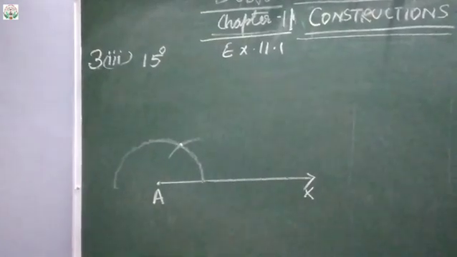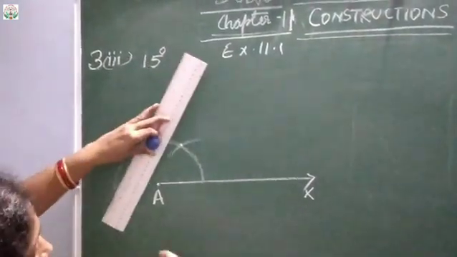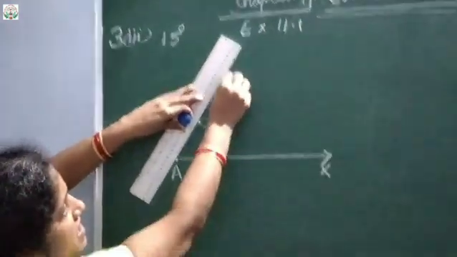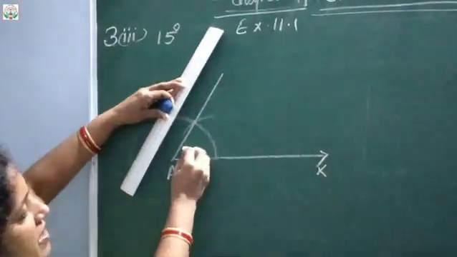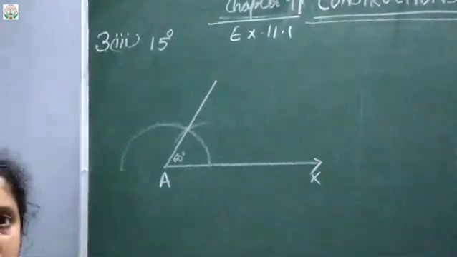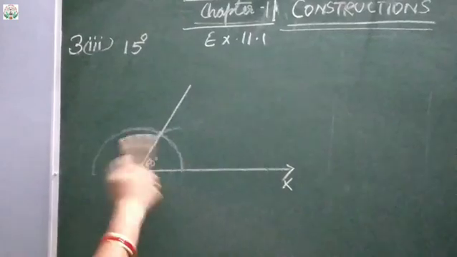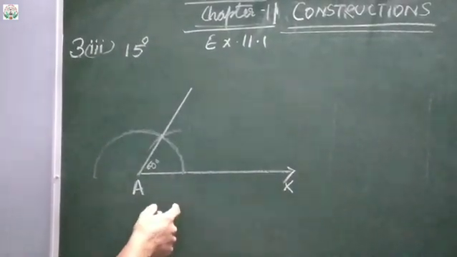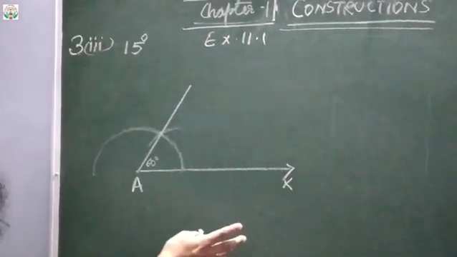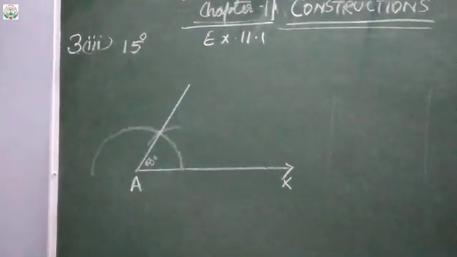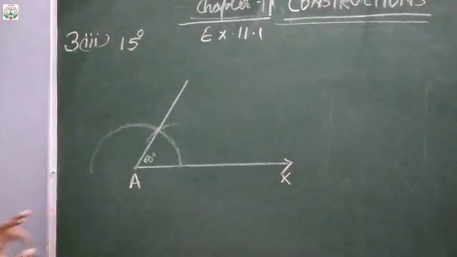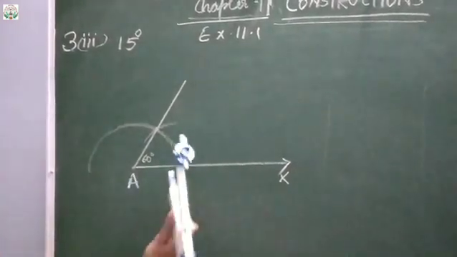Let it be, we'll draw this with the scale. So this is our 60 degree. But our aim is to find what? 15 degree. So first, for 60 we have to find the angle bisector. Angle bisector of 60 will be 30. Bisector means half. Half of 60 will be how much? 30.